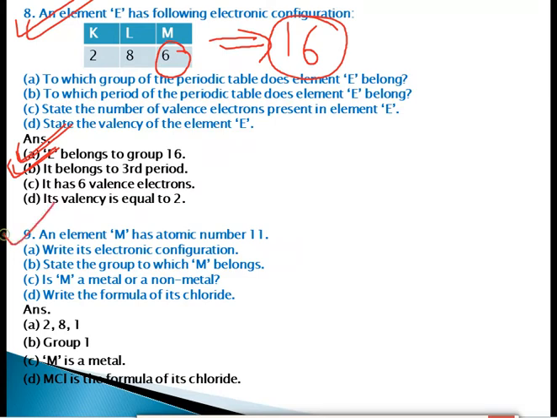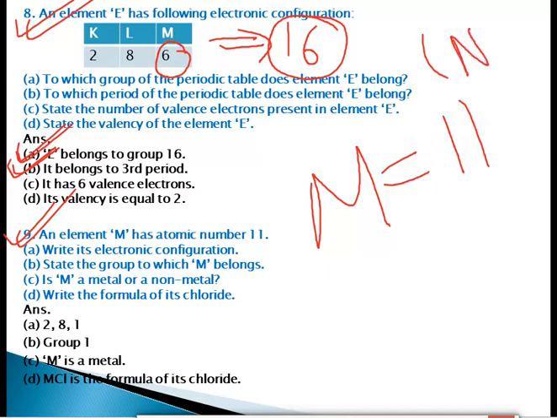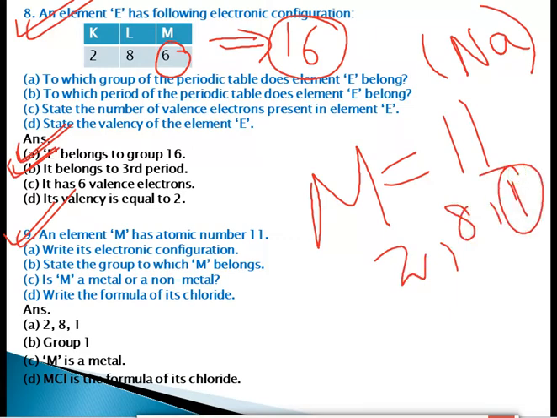Now let's come to question number 9. An element M is having atomic number 11. Which element has atomic number 11? It's sodium. Its electronic configuration will be 2, 8 and 1, with 1 electron in the outermost shell. Write its electronic configuration: it is 2, 8, 1. To which group does this element belong? 1 electron in the outermost shell, so it belongs to group number 1.